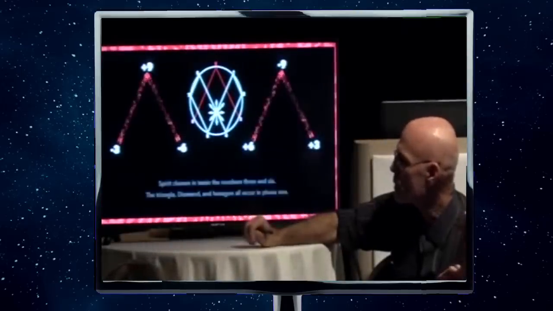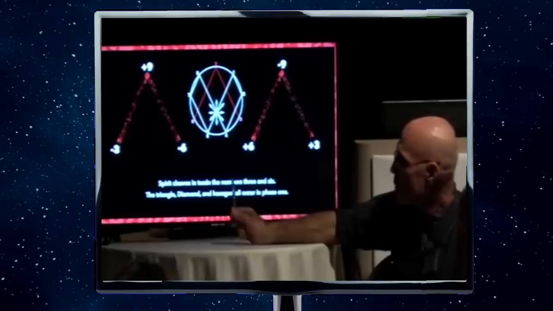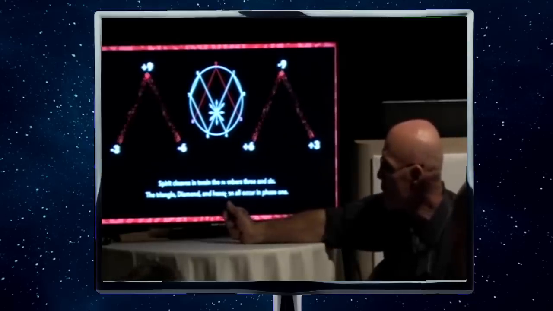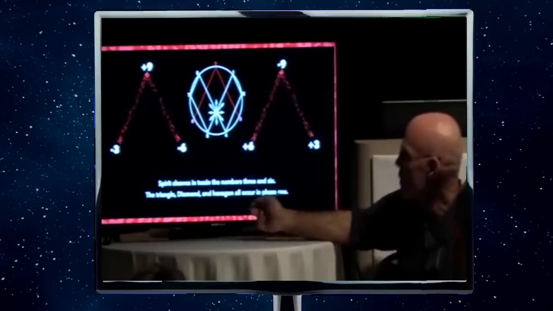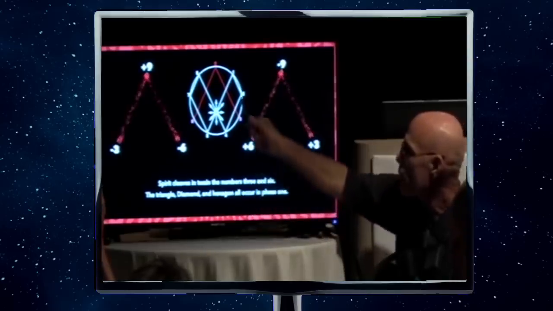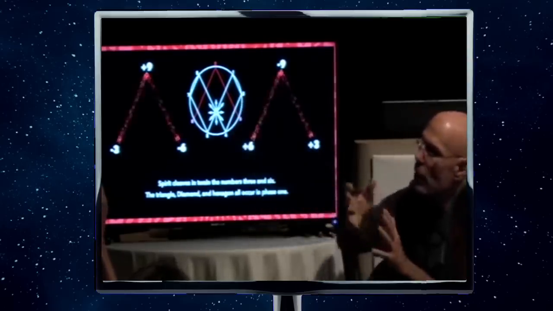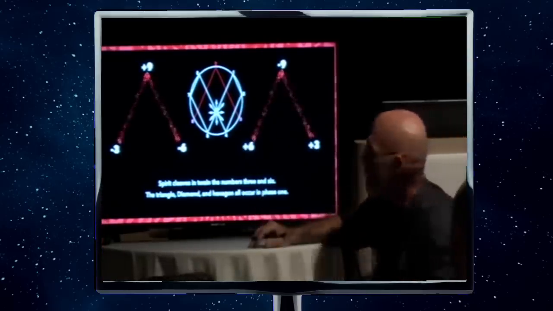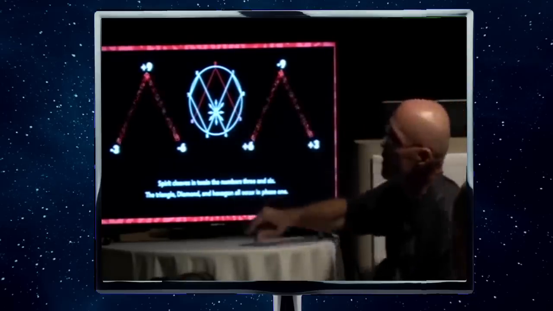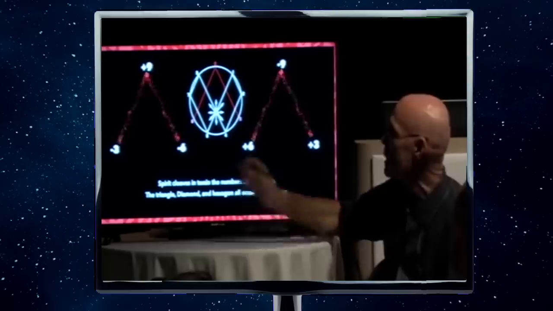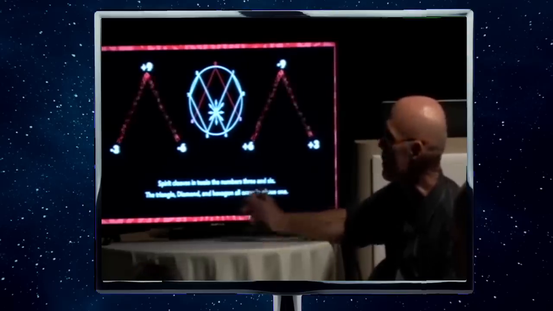Spirit cleaves in twain the numbers 3 and 6. The triangle, diamond, and hexagon all occur in phase 1, because the triangle and a hexagon are all a part of the same thing. I have beautiful maps in my original book that I wrote, which had 500 illustrations, but another day, another time. I did it for making superconductor processors. Next, please.